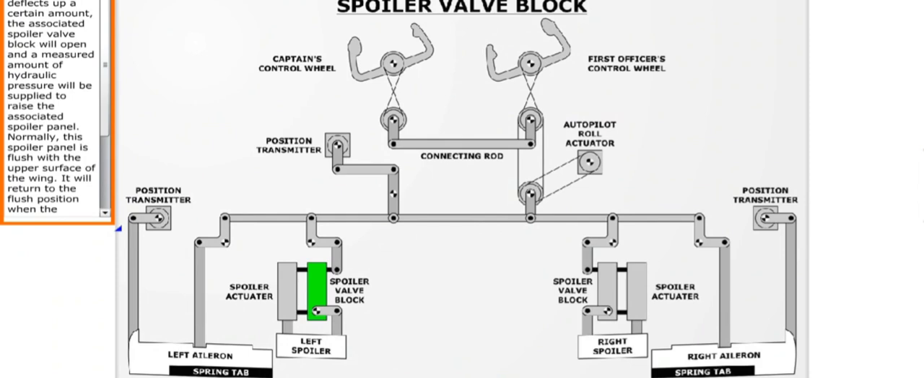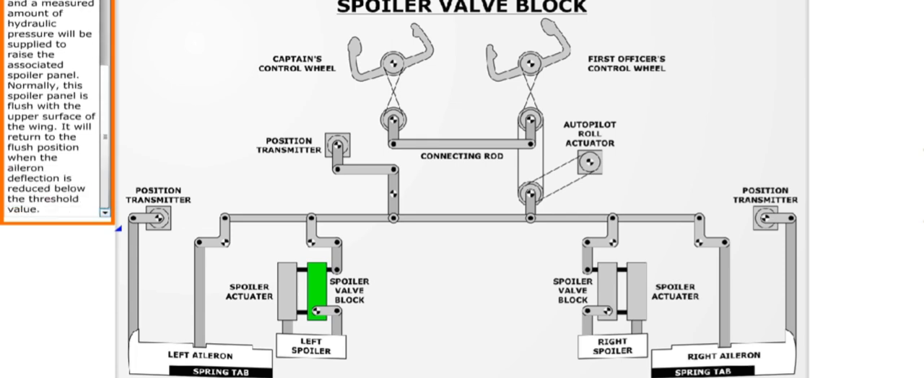When an aileron deflects up a certain amount, the associated spoiler valve block will open and a measured amount of hydraulic pressure will be supplied to raise the associated spoiler panel. Normally, this spoiler panel is flush with the upper surface of the wing. It will return to the flush position when the aileron deflection is reduced below the threshold value.